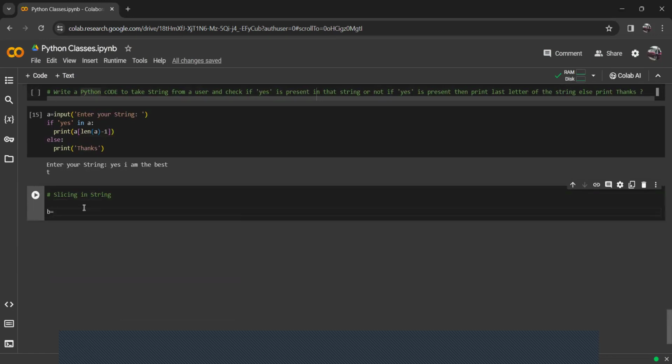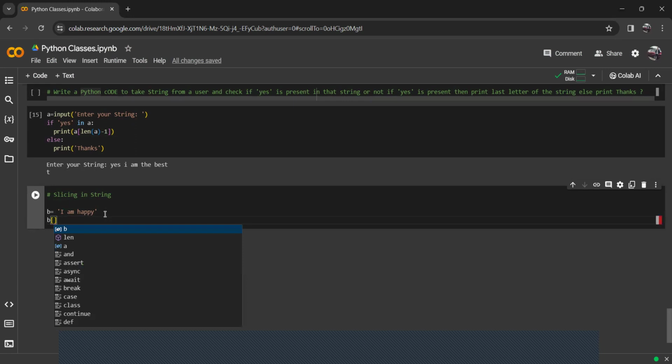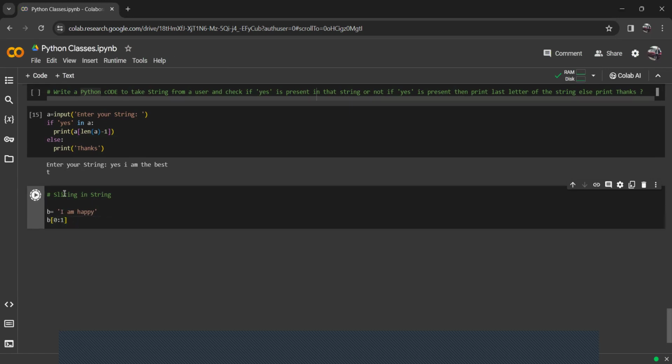So I will write b equal to a string: "I am happy". Now I will write b, and this time I will write two things here: 0 colon 1. This is a kind of slicing. So if I've written b[0:1], let's check what the answer will be. The answer is I.